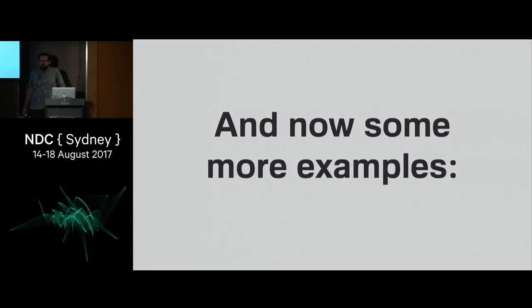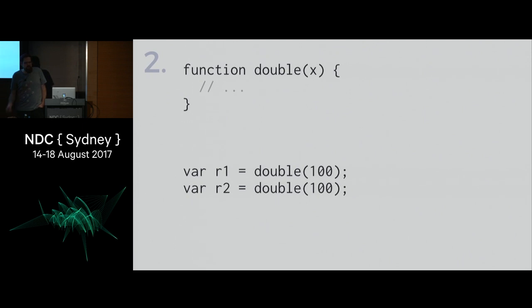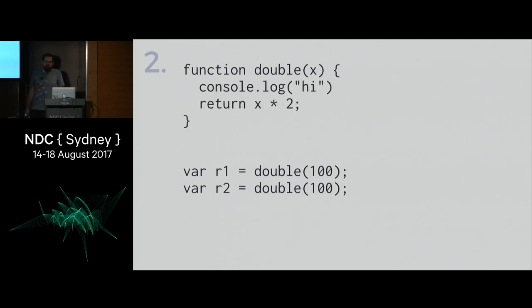So on to some more examples, things that may or may not pass referential transparency. A second one, the same function, and we've got console.log sitting in the middle here. We're saying that this console.log is impure and will be able to be noticed by things both inside and outside the program.